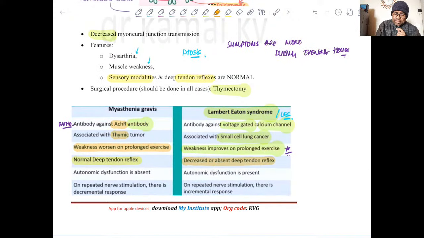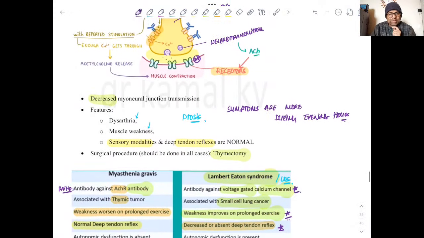Then if you do repetitive nerve stimulation, there is decremental response in myasthenia, but the response is opposite in Lambert-Eaton, that is incremental response, right? So these are 2-3 important differences which you should remember, and then your question will never go wrong in relation to this entity of neuromuscular junction, right?